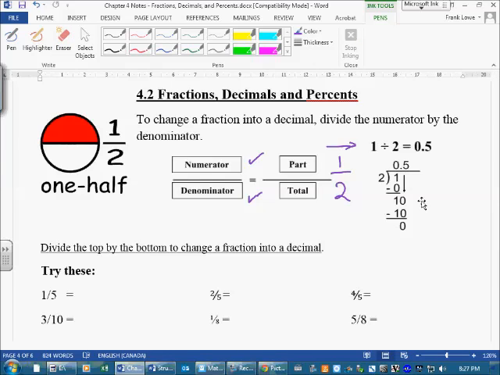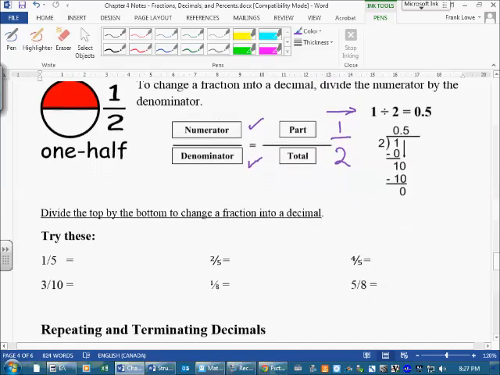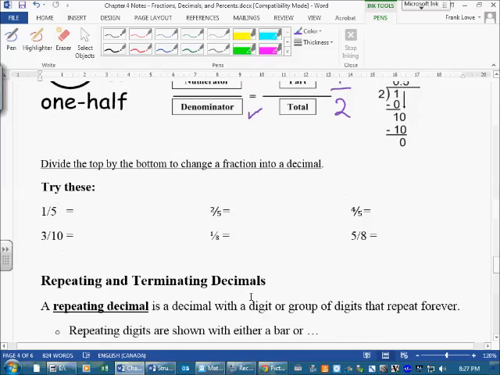So what I want you to do right now is pause the video. I don't care what you do, you can use a calculator if you want, or use long division, doesn't matter, and figure out what these 6 fractions are as a decimal. Okay, so pause the video right now.